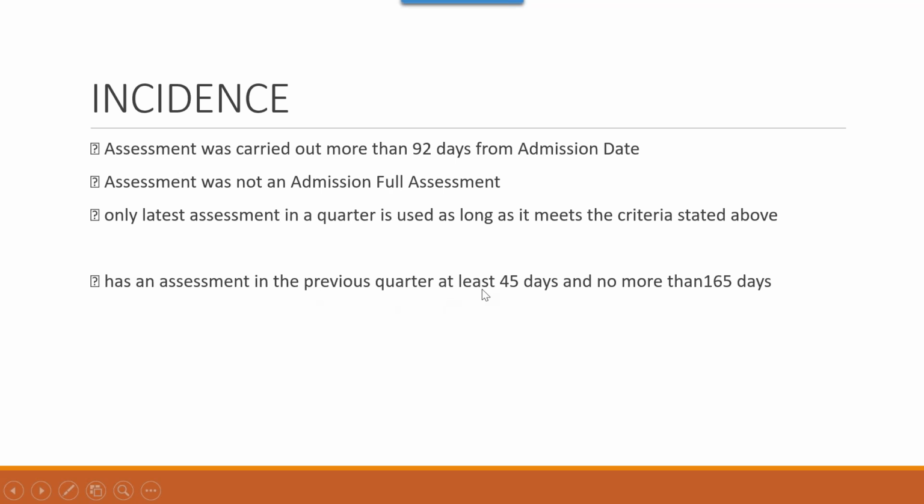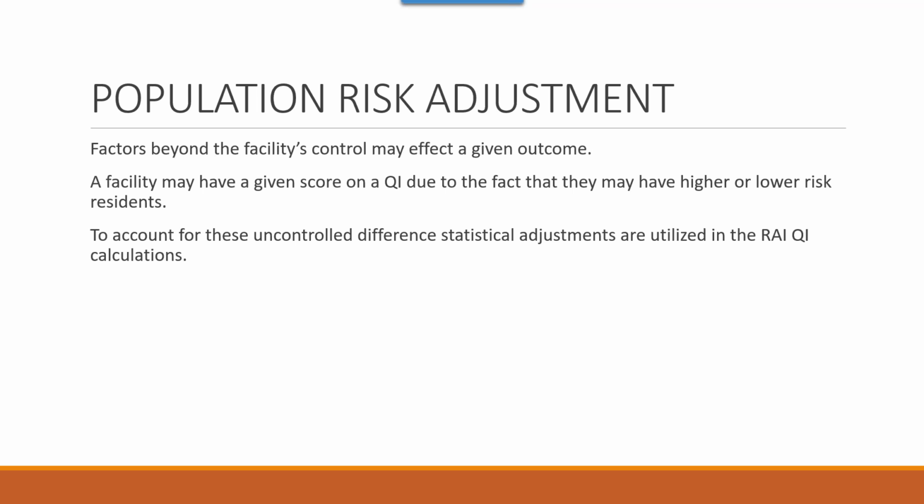For the incident indicators, the first three conditions are identical. However, we have one more condition where we're looking back to a prior assessment, and it's got to be at least 45 days ago. If it's less than 45 days, it will not be included between the two assessments. And it can be no more than 165 days ago, or it will not be used in the comparison. So either one of those conditions.